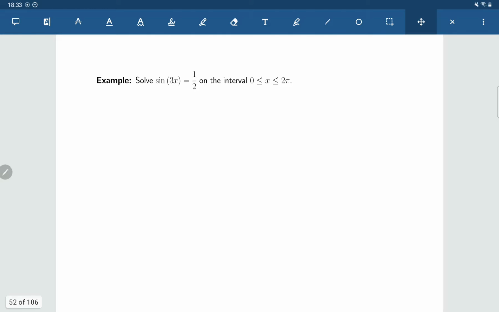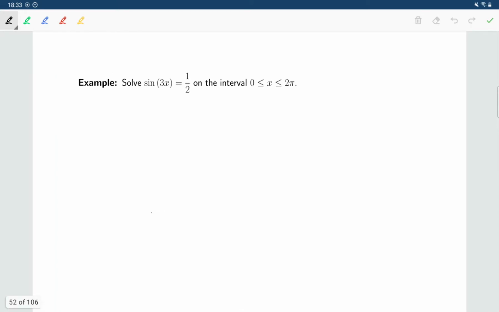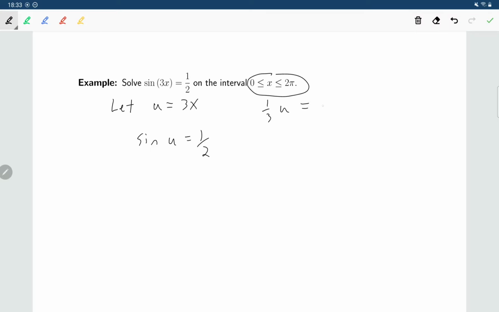So for something like this, we're looking to solve sine of 3x equal to 1/2 on that interval from 0 to 2 pi. And I'm going to do a little bit of a substitution here to make my life easy. I'm going to say let u be 3x. So really we're solving sine of u equal to 1/2, except we're no longer going to be solving on the interval from 0 to 2 pi. If u is equal to 3x, then that means that 1/3 u is equal to x.